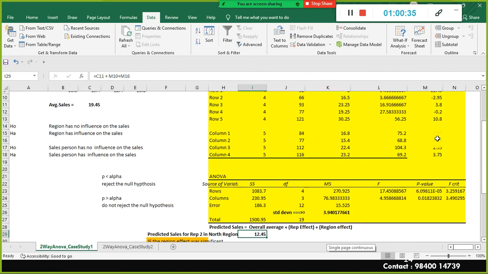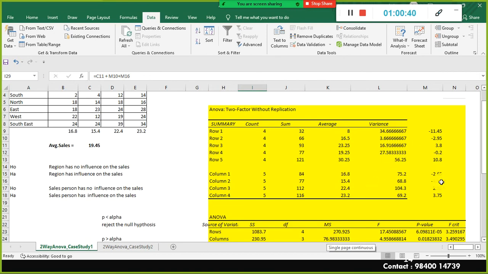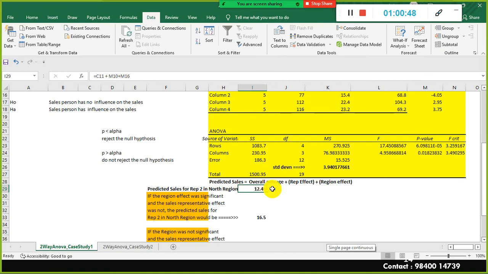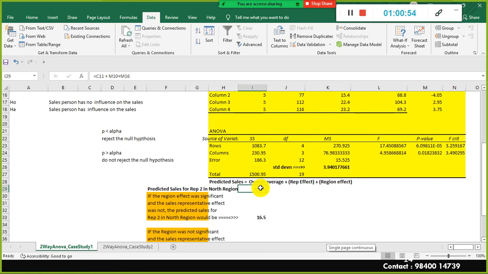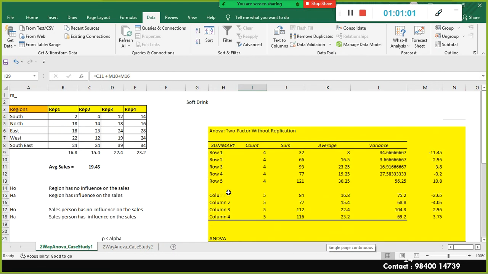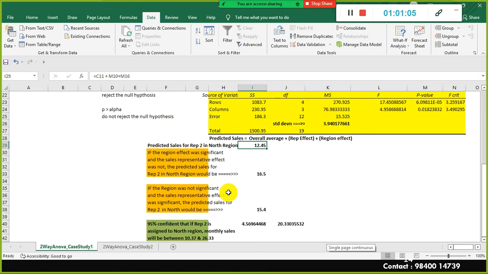North region, and rep 2 is which column? Second column, right? So second column is this one, minus 4.05, minus 2.5. If you subtract from this one, how much will you get? This is what you will get, 12.45. The predicted sales. Similarly, you can plug in the different values. What is the predicted sales for rep 1 in south region? So with this you can find out which salesperson I should deploy in which region.